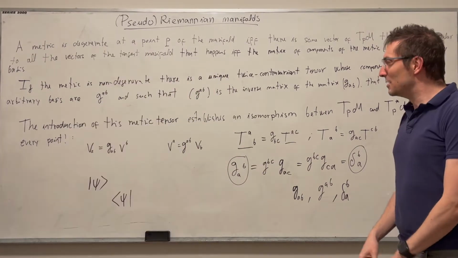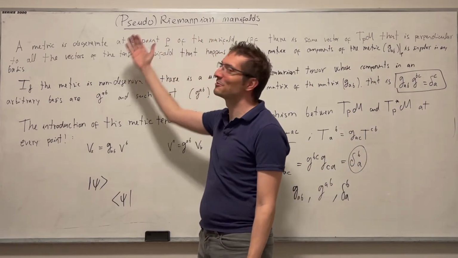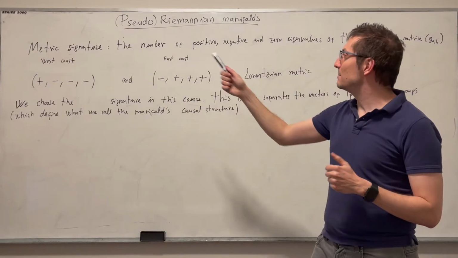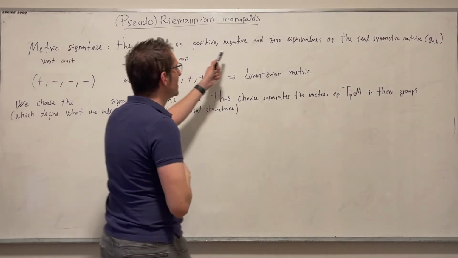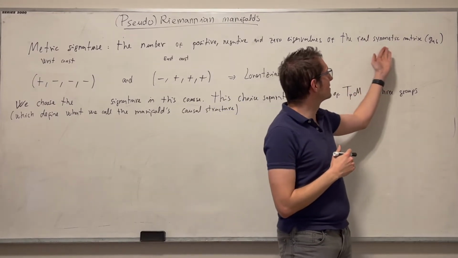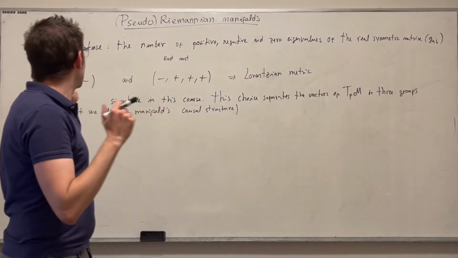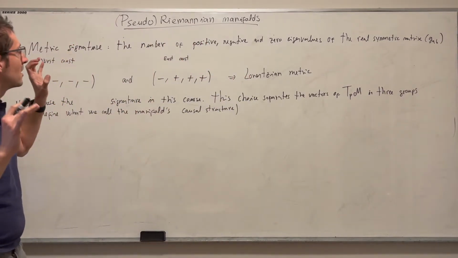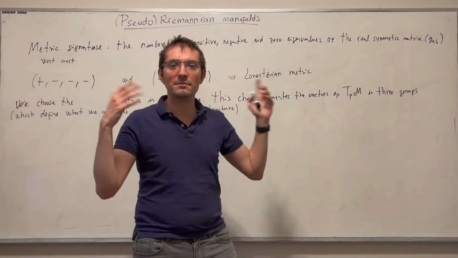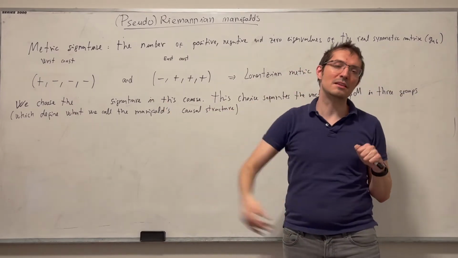So cool. Let's talk about Riemannian versus pseudo-Riemannian and the metric signature now. We define the metric signature as the number of positive, negative, and zero eigenvalues, with their multiplicity, of the real symmetric matrix G_AB, which is made out of the coefficients of the metric. Now, in Riemannian manifolds, the signature of the metric has to be non-negative. So, for example, you have plus, plus, plus, plus, plus, plus, right?